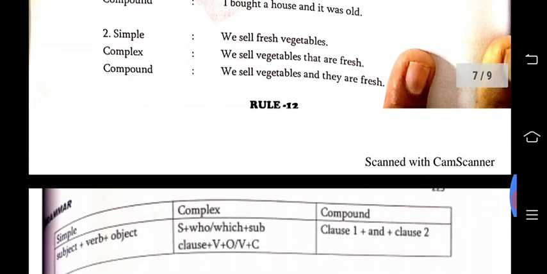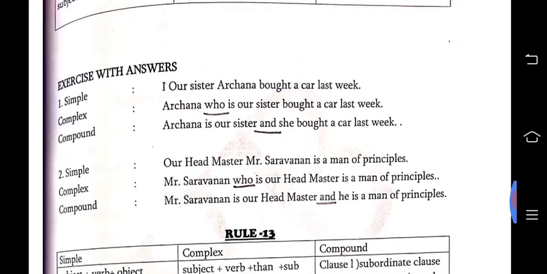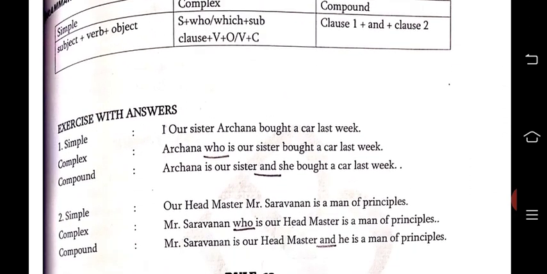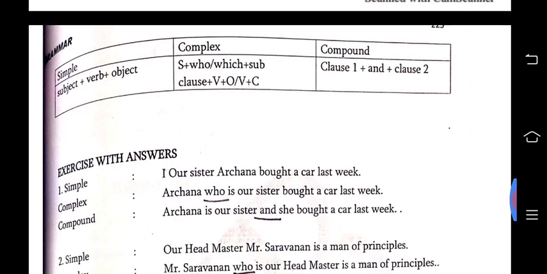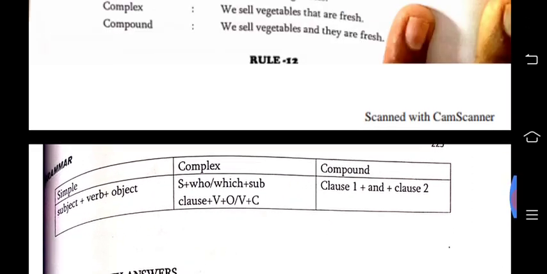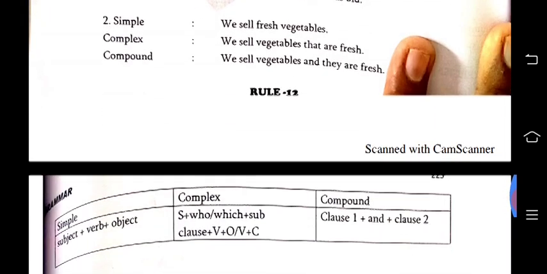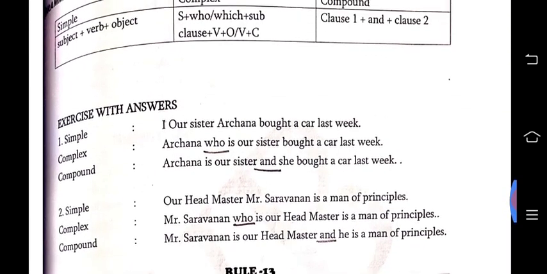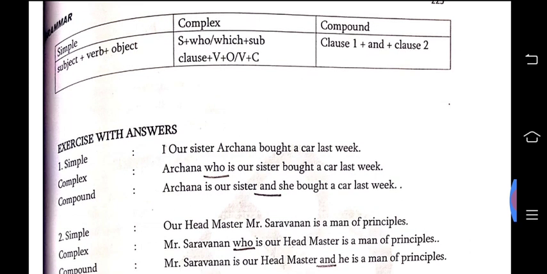Then rule number 12. The same thing: subject, verb, object, simple sentence. This type of simple sentence carries subject, verb and then object, with the use of relative pronoun. Note it down. See here, first: our sister Archana bought a car last week. So we have subject, verb and then object in the simple sentence.